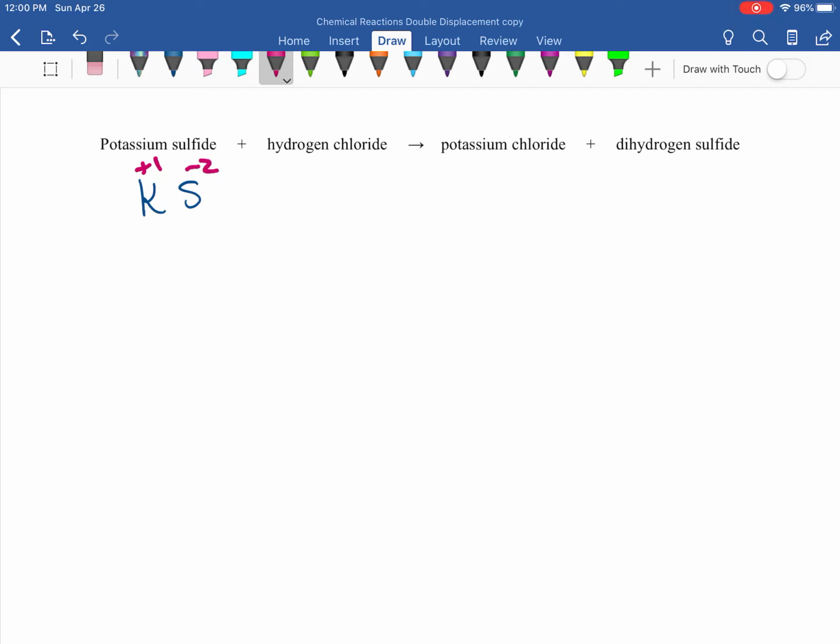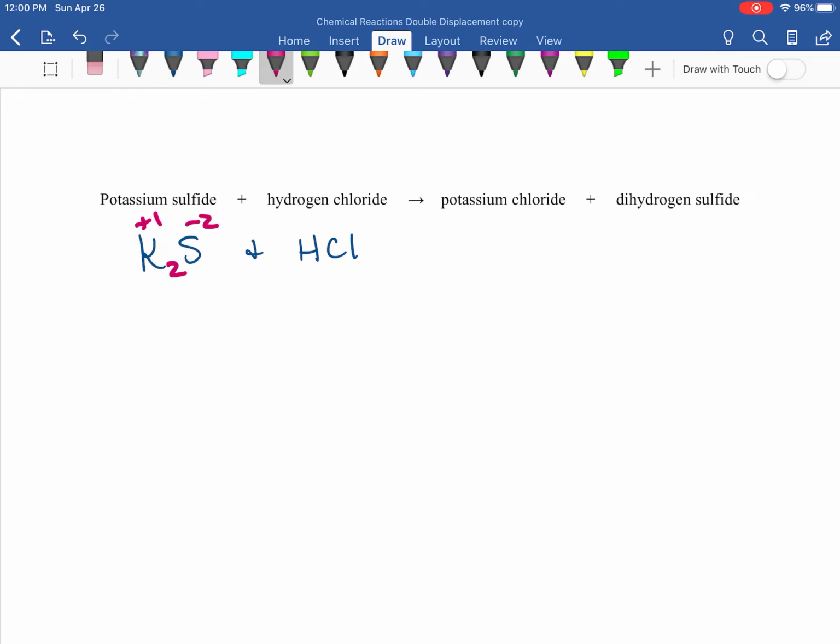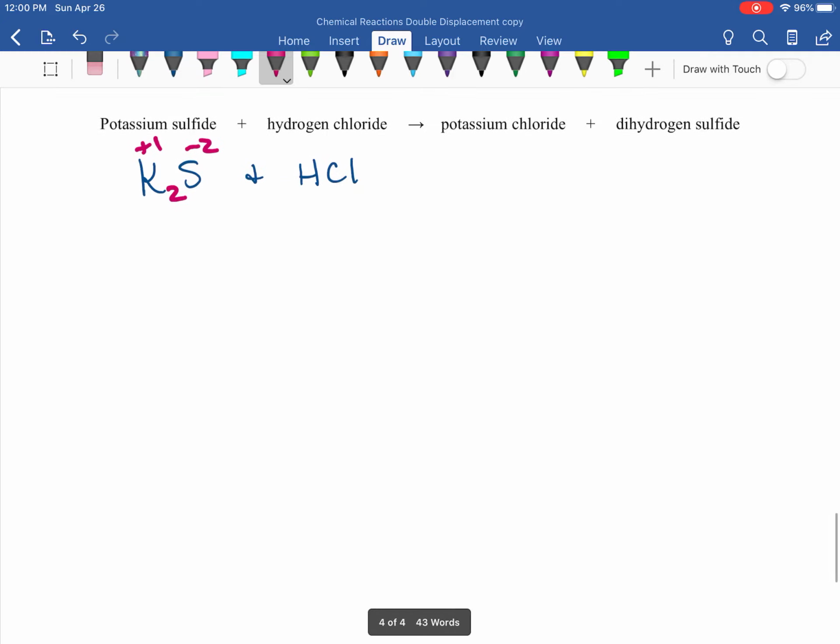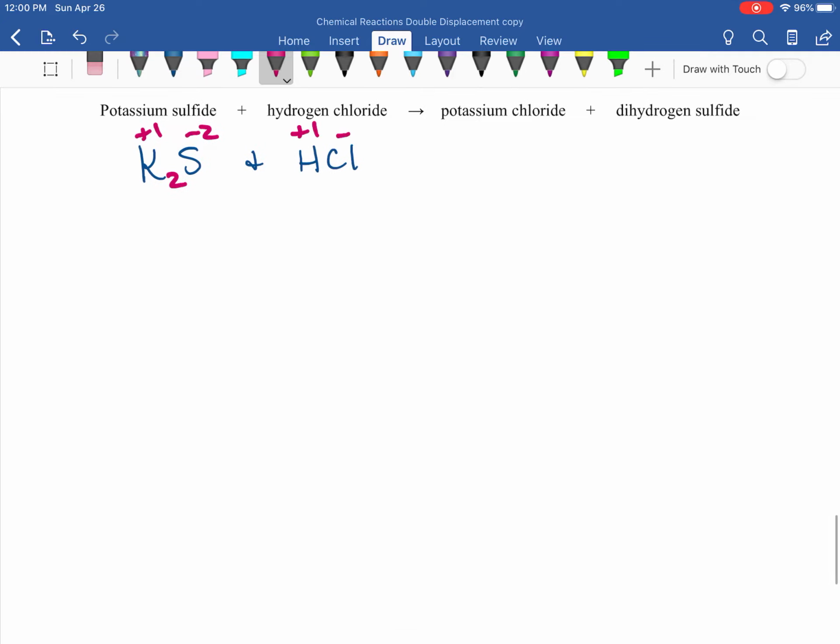I want to do one more, and that's going to have a little bit different driving force. And we can pick up the pace just a little bit with this one. I'm going to write out this potassium sulfide. How do we put that together? Like that. And then hydrogen chloride. There we go. I'm going to go ahead and add oxidation numbers because we know we're going to look at it for redox anyway.